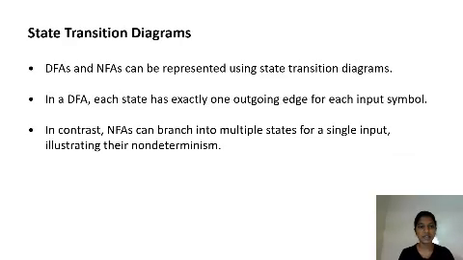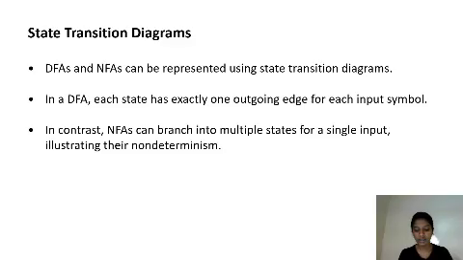State transition diagrams. DFAs and NFAs can be represented using state transition diagrams. In a DFA, each state has exactly one outgoing edge for each input symbol. In contrast, NFAs can branch into multiple states for a single input, illustrating their non-determinism. In an NFA, for every valid string, there is at least one path from the initial state to a final state. Unlike a deterministic finite automaton, an NFA does not require transitions for invalid combinations and may include empty string transitions, where the automaton can change states without consuming an input symbol.